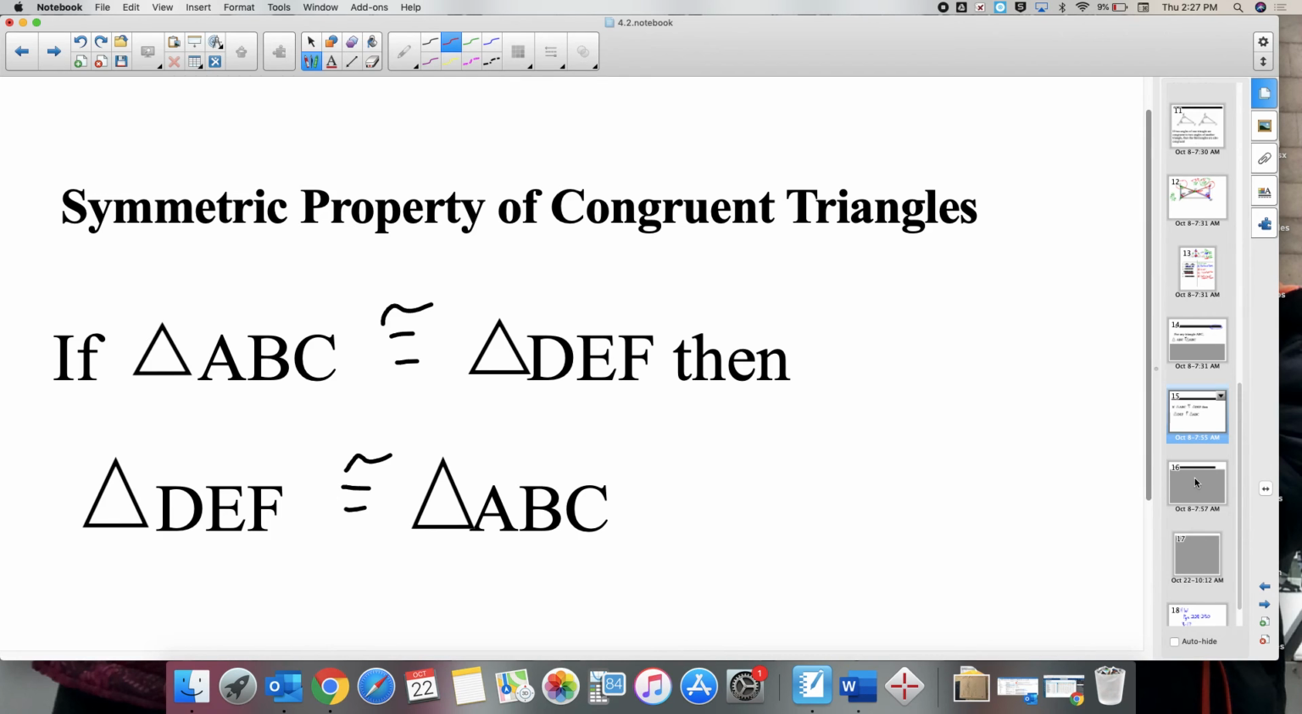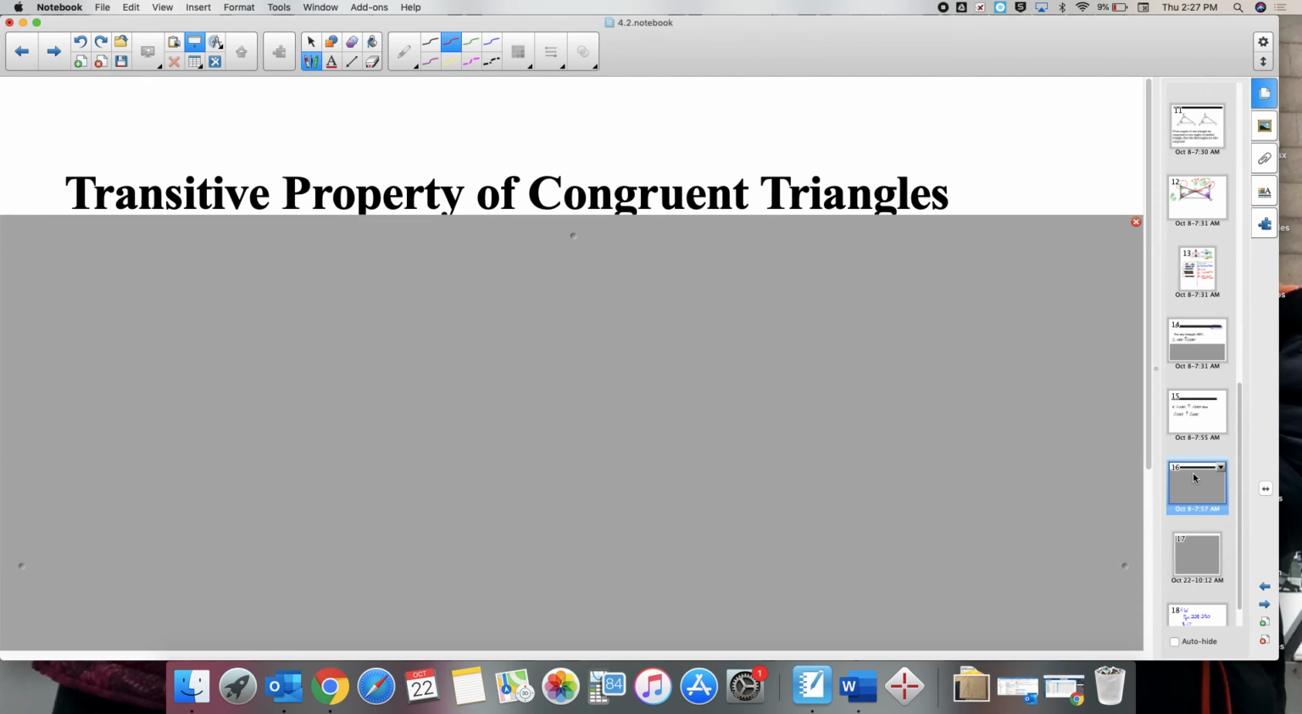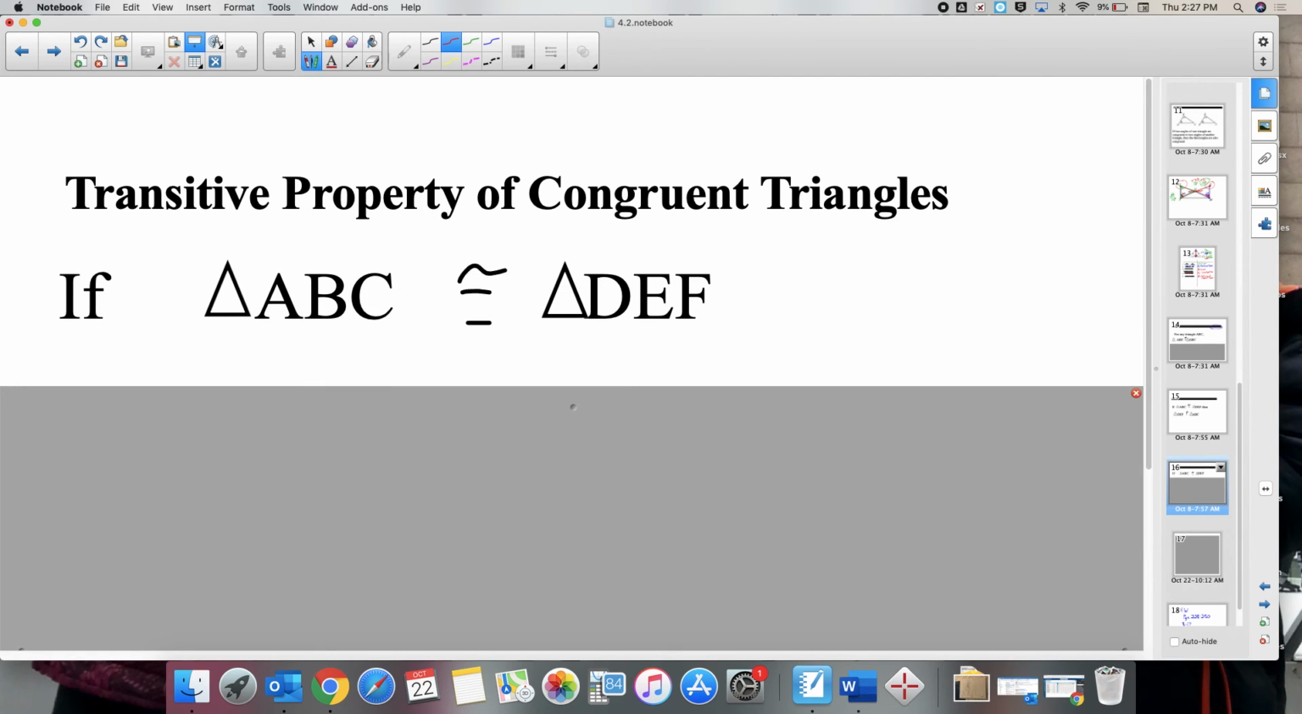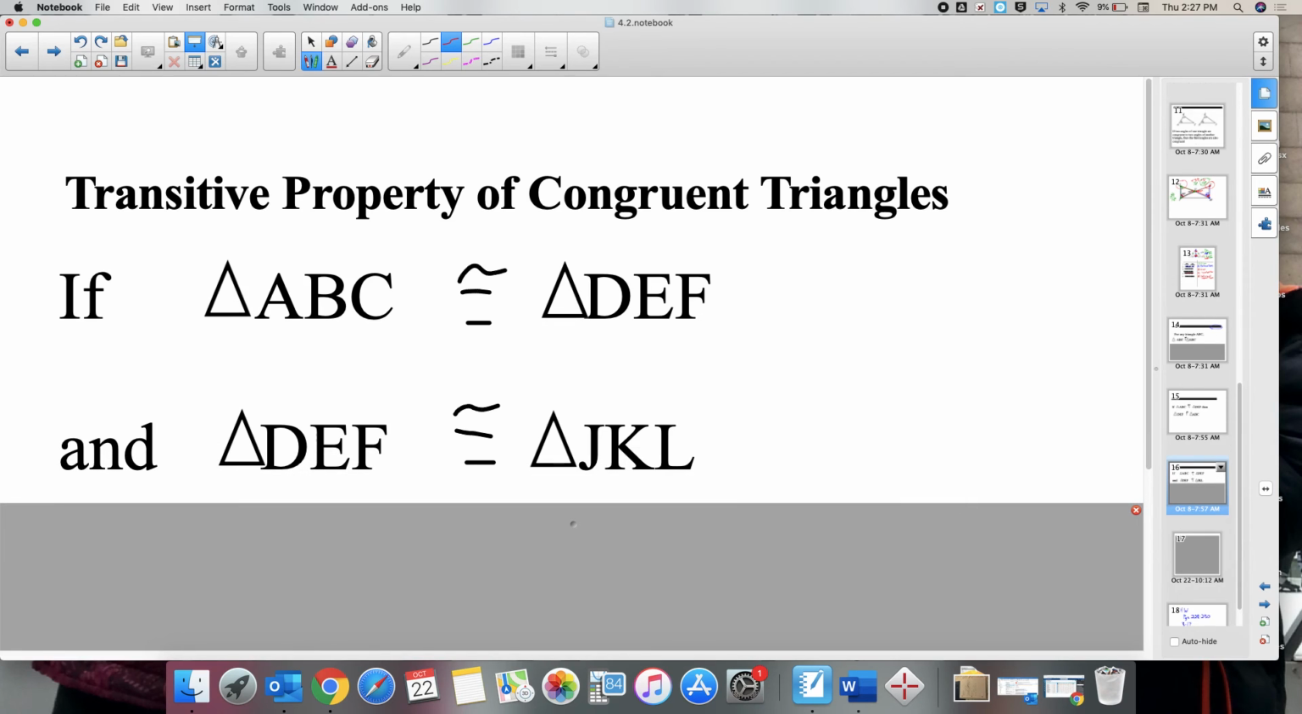And finally, there's your transitive property. That transitive property is what allows me to compare 3 different things. If triangle 1 is congruent to triangle 2, and triangle 2 is congruent to triangle 3, then there's another set of triangles that have to be. Triangle 1 will have to be congruent to triangle 3.